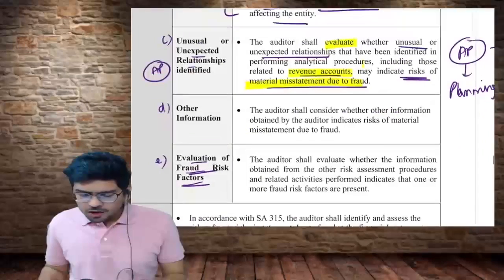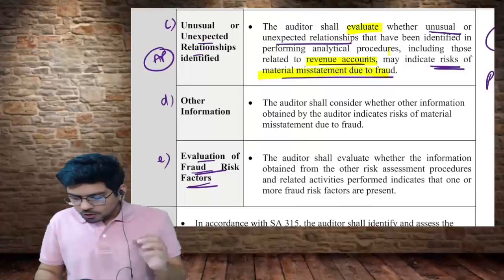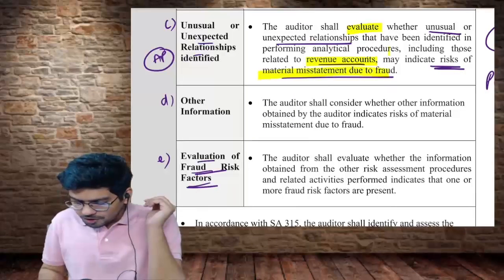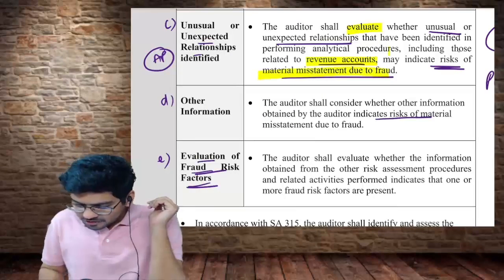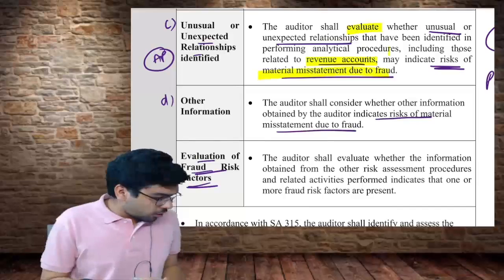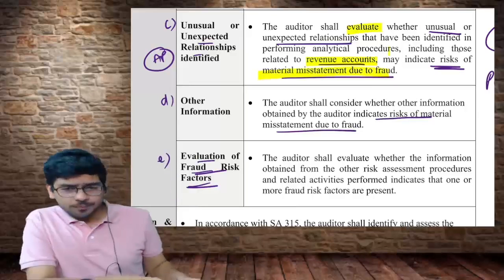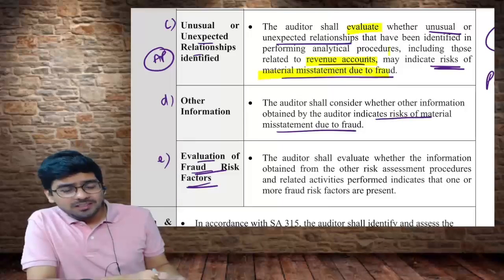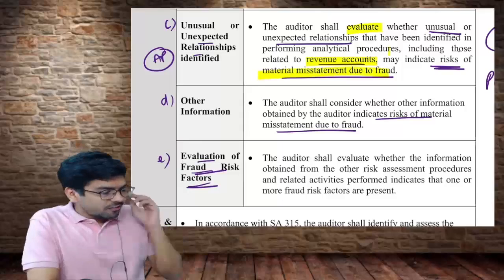Okay. Then what all other information he needs to obtain? The auditor shall consider whether other information obtained by the auditor indicates risk of material misstatement due to fraud. Now what can be the other information? What can be the other information? Let's say we find some contradictory evidence.